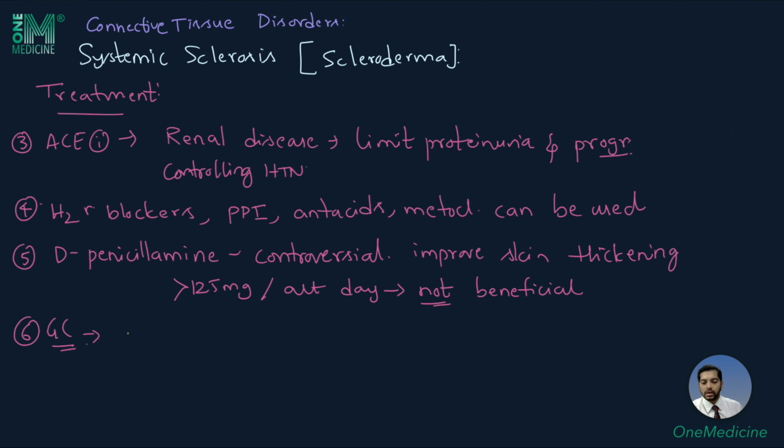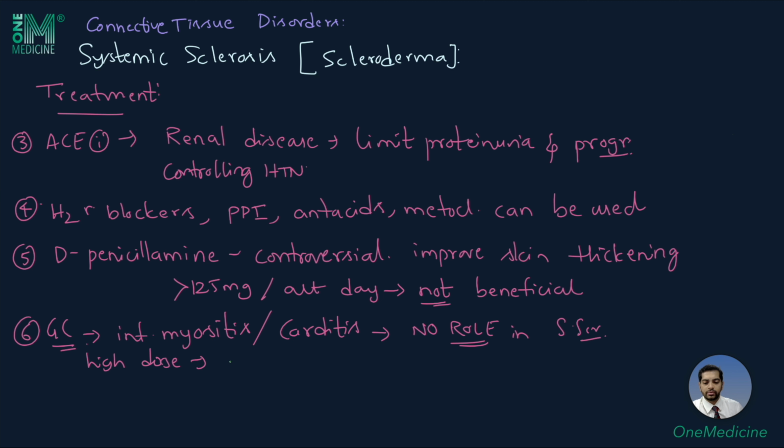Glucocorticoids are particularly used in patients with inflammatory myositis or carditis. But apart from this, they do not have any role in systemic sclerosis. In fact, high doses may be associated with even renal crisis. So in general, glucocorticoids are completely avoided unless the patient has an inflammatory myositis picture or a carditis.